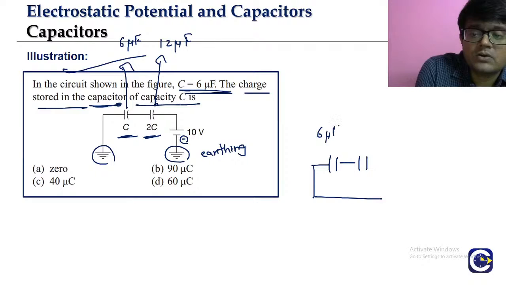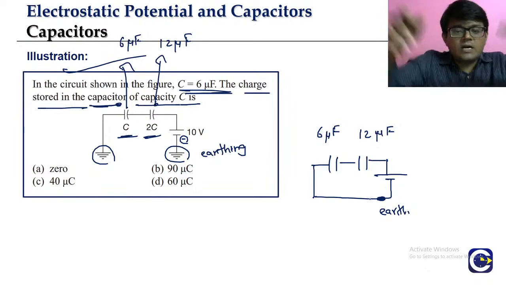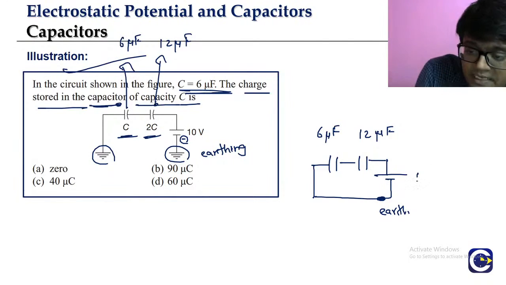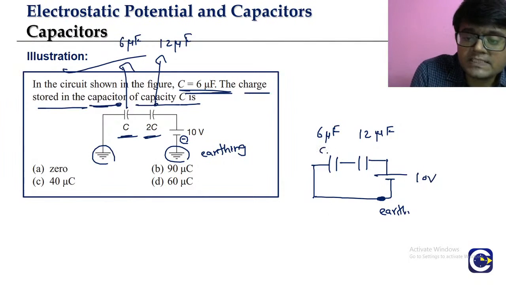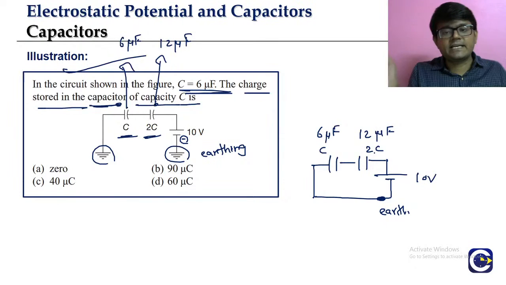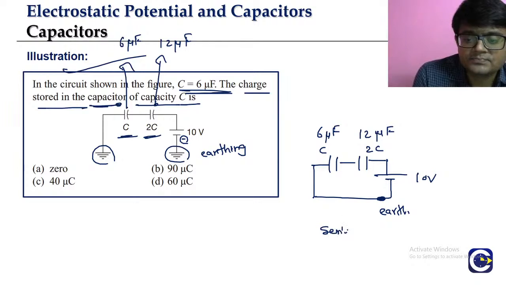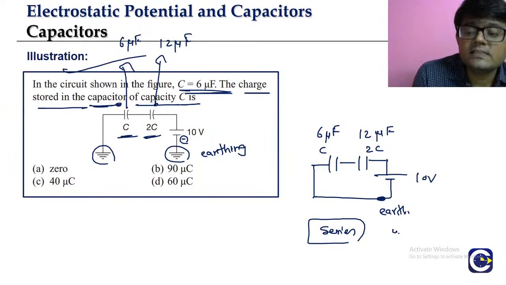This is 6 microfarad, and this is 12 microfarad. Both are connected to the same thing, right? This is the earth, take this as the earth point. So we can take the connection from that side and this side and just join them. Now look, what is it? This is C, this is 2C. How are they connected? Tell me, how are they connected? They are connected in series with a 10 volt source.